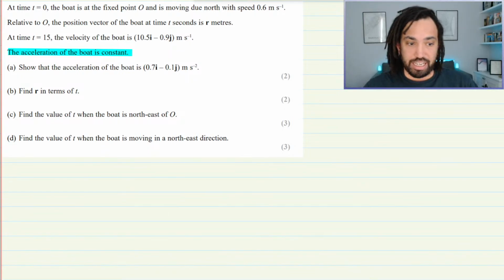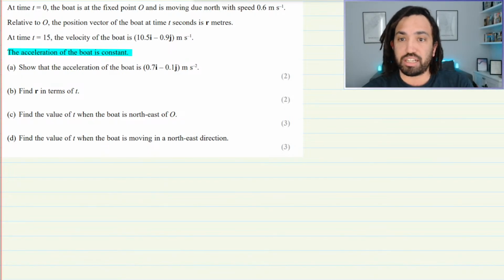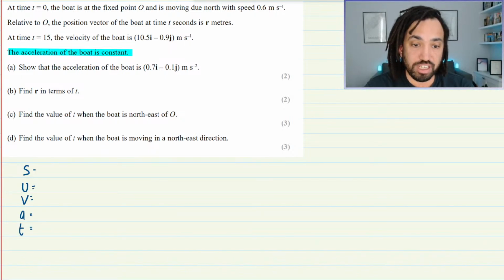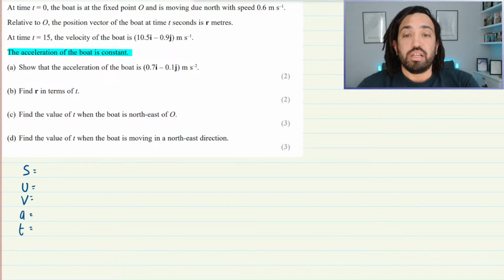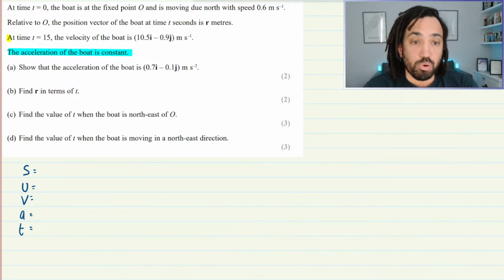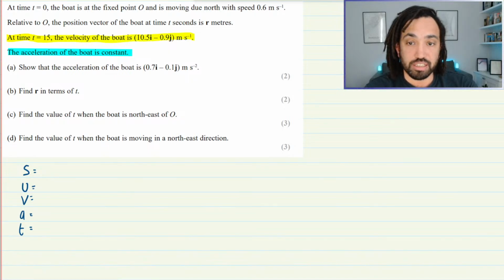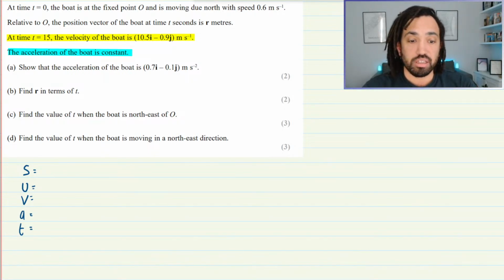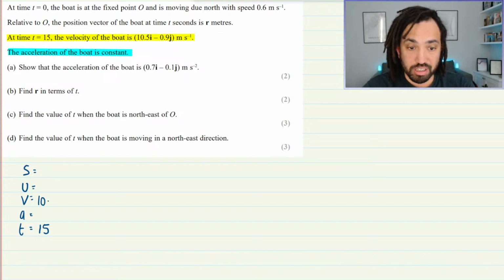Suvat! Absolutely, yes. I absolutely love a Suvat equation. I cannot tell you how much I love a Suvat equation. Whenever I see Suvat, I write Suvat down the side of my page, just like this. And then I write equals, equals, equals, and I'm just going to fill in as much as I know. The interesting point is what's happening at t equals 15, because that's the point where we know the most information. So at t equals 15, the velocity is 10.5 i minus 0.9 j.